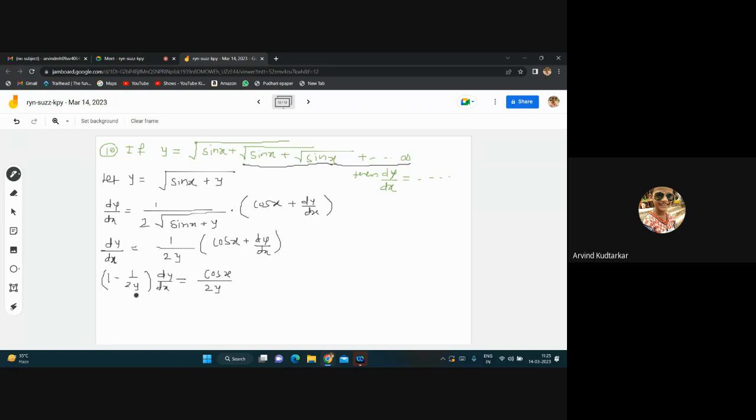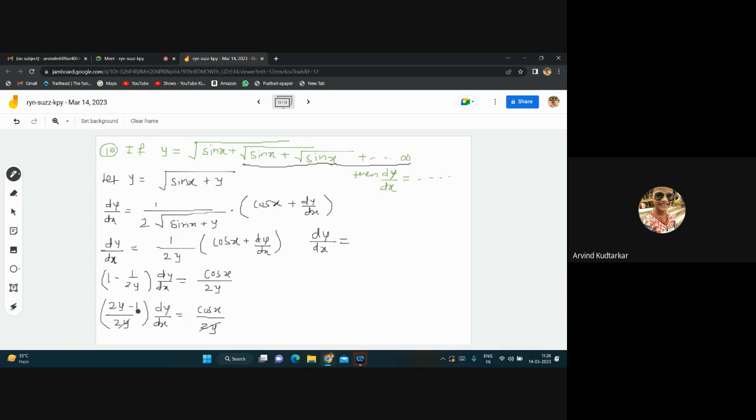Now find the LCM. What is that LCM? 2y minus 1 upon 2y into dy by dx is equal to cos of x upon 2y. Here this 2y gets cancelled. So which value do you want? dy by dx. So what is the value of dy by dx? dy by dx is equal to, what will you get?